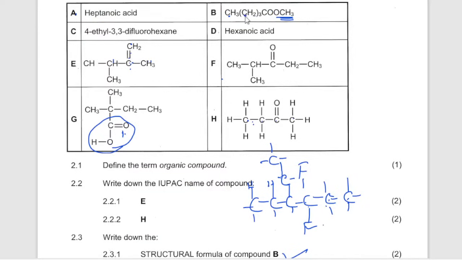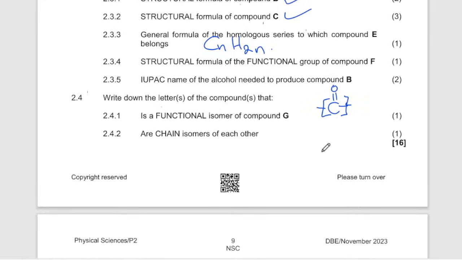1, 2, times 3. Meaning that 1, 4, 5, 6. So we come here and we count 1, 2, 3, 4, 5, 6. So automatically B and G are functional isomers. So the answer here becomes B, because they are looking for the functional isomer of G.